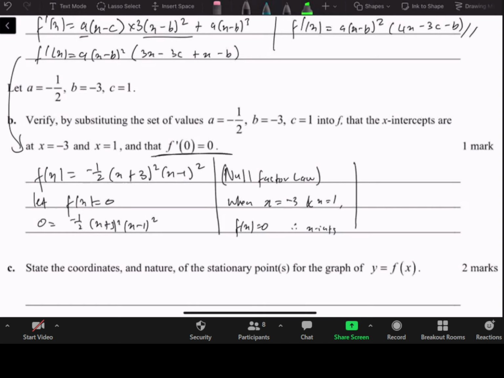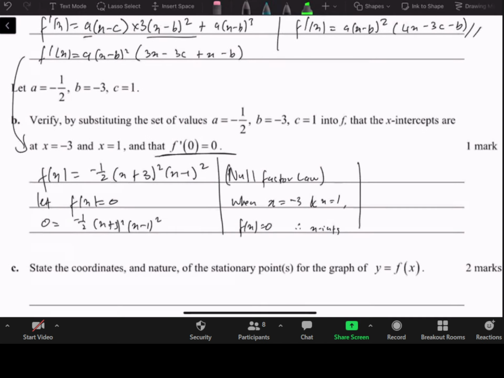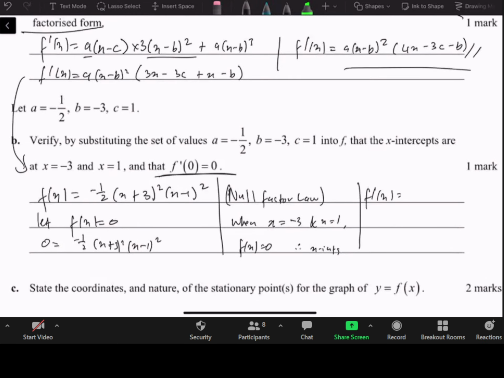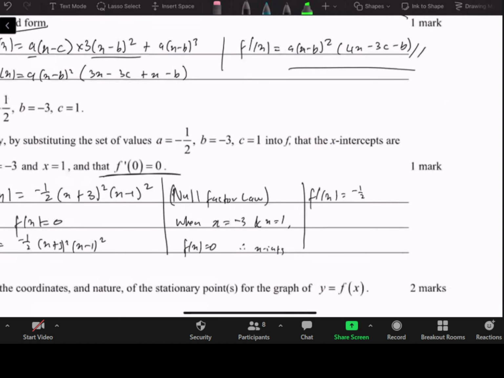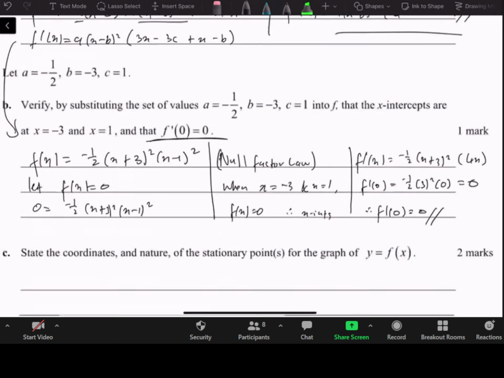The other thing you need to verify is that f'(0) equals 0. So f'(x) equals, from here, negative half (x + 3)^2, 4x plus 0, which is just 4x. So f'(0) is negative half times 3 squared times 0, which is 0. Therefore, f'(0) equals 0.